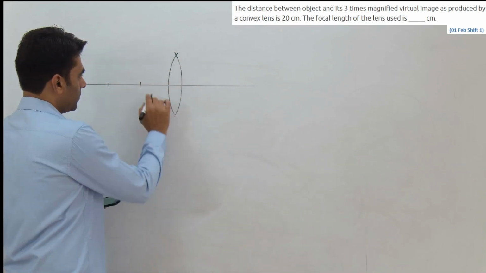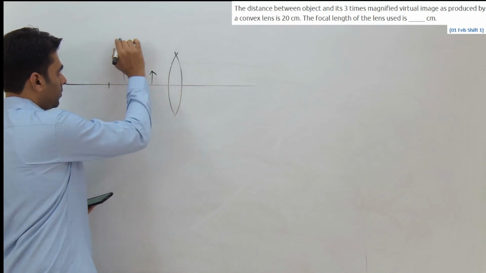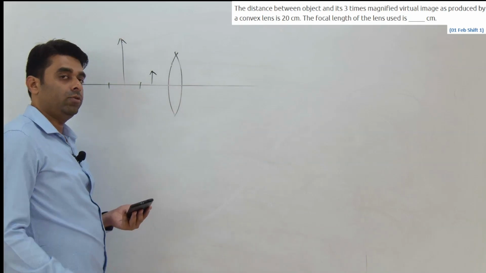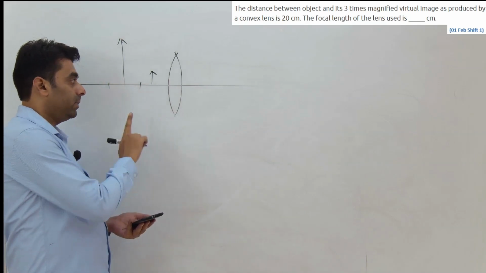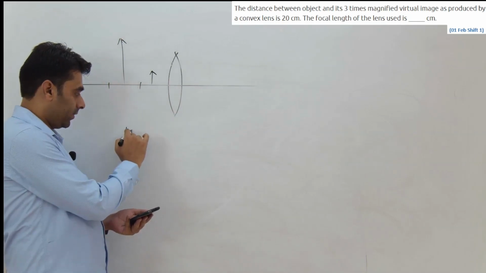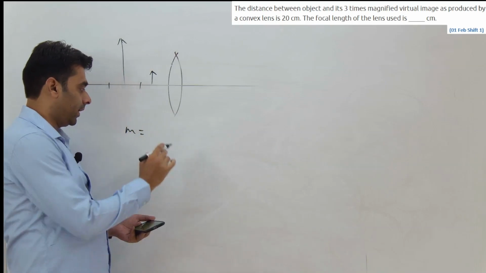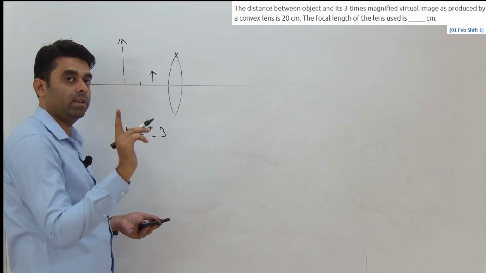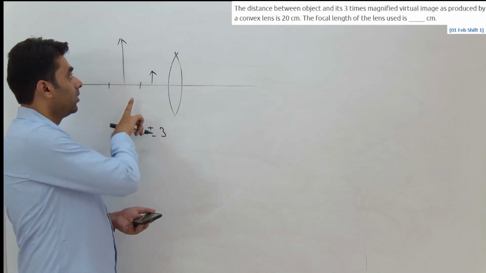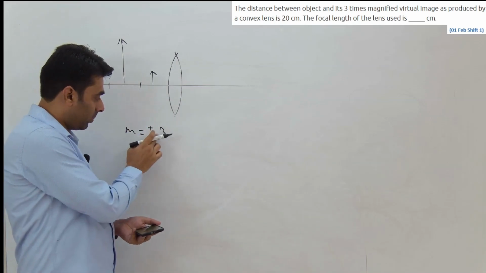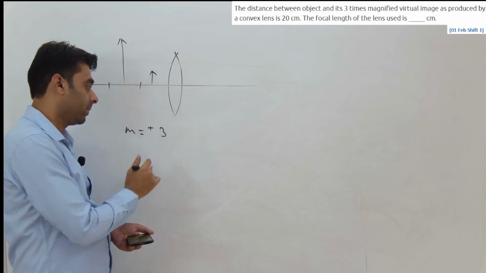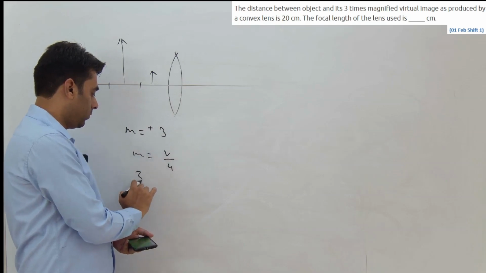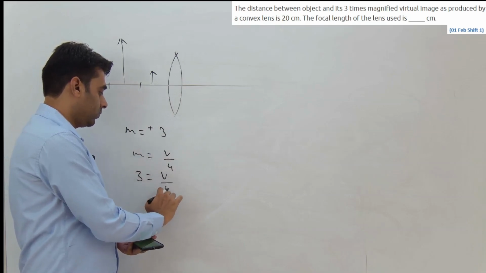a virtual image when the object is placed over here and the image forms on the same side, right? A virtual image is formed and it is magnified, so that means the image will be erect. Magnification is 3 times. Should we take plus 3 or minus 3? It depends on whether the image is erect or inverted. A virtual image will be erect, so we will take it as plus 3. Now we know m is equal to v by u. Therefore 3 is equal to v by u.